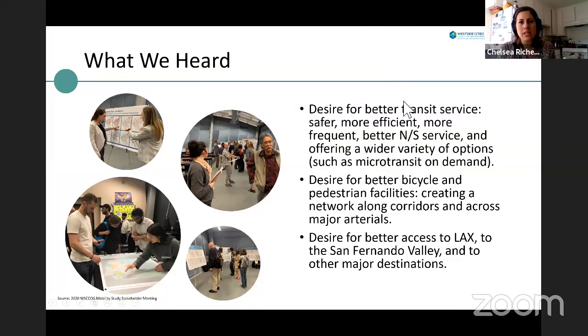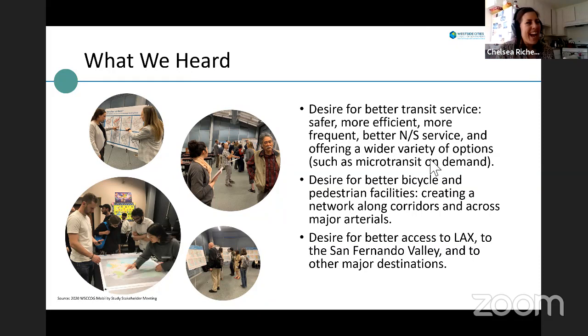Generally, what we heard was the desire for better transit service, probably very unsurprising to this group. The desire for safer transit service, both in terms of personal safety and security, as well as vehicle safety. More efficient, more frequent, better north-south connectivity, both within the subregion and also outside the subregion to other regions north and south of the west side, as well as offering a wider variety of more creative and innovative options, such as the microtransit LA Now service and others that might be coming online soon, or might be developed or invented soon, I should say.